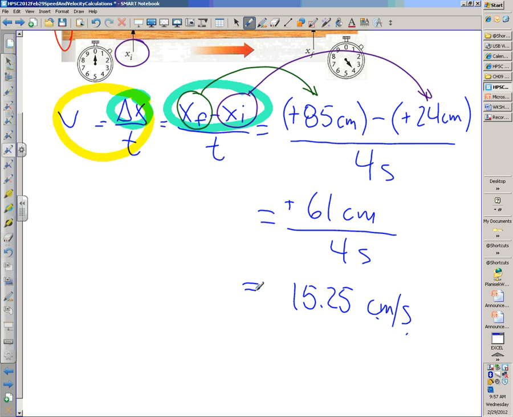Now, problem though. Kennedy, going back to something we talked about before, we said that velocity is what kind of a quantity?